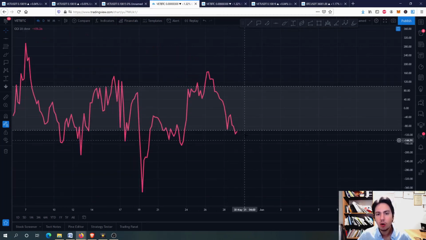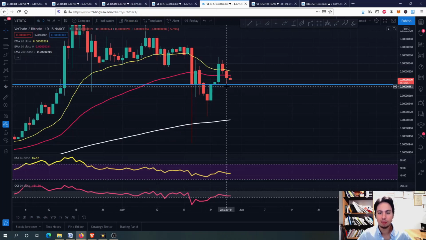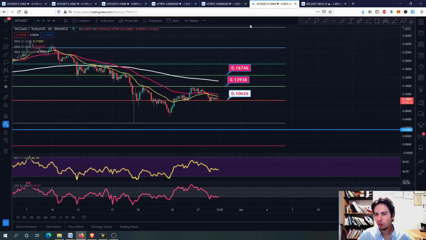We have a low Commodity Channel Index, an oversold situation, therefore a buying opportunity, and of course, we might see a candle moving upwards here. So let's go to Vechain against USDT.